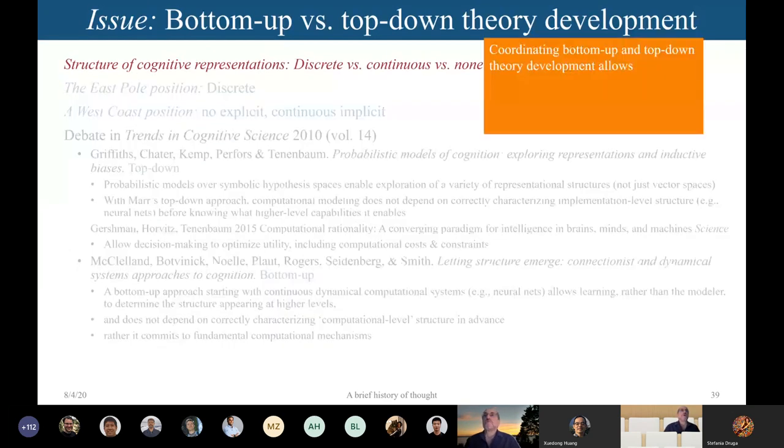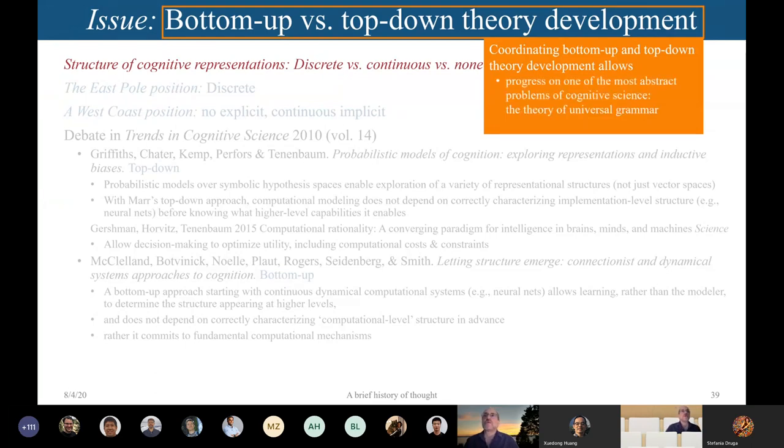I'd like to close with an argument of my own that coordinating bottom-up and top-down theory development allows progress on one of the most abstract problems of cognitive science, the theory of universal grammar. That is to say, giving an account of the properties that the grammars of all human languages share and precisely characterizing the limited ways in which they may differ from one another. At the same time, this coordination of bottom-up and top-down theory development allows progress on neural network architecture.